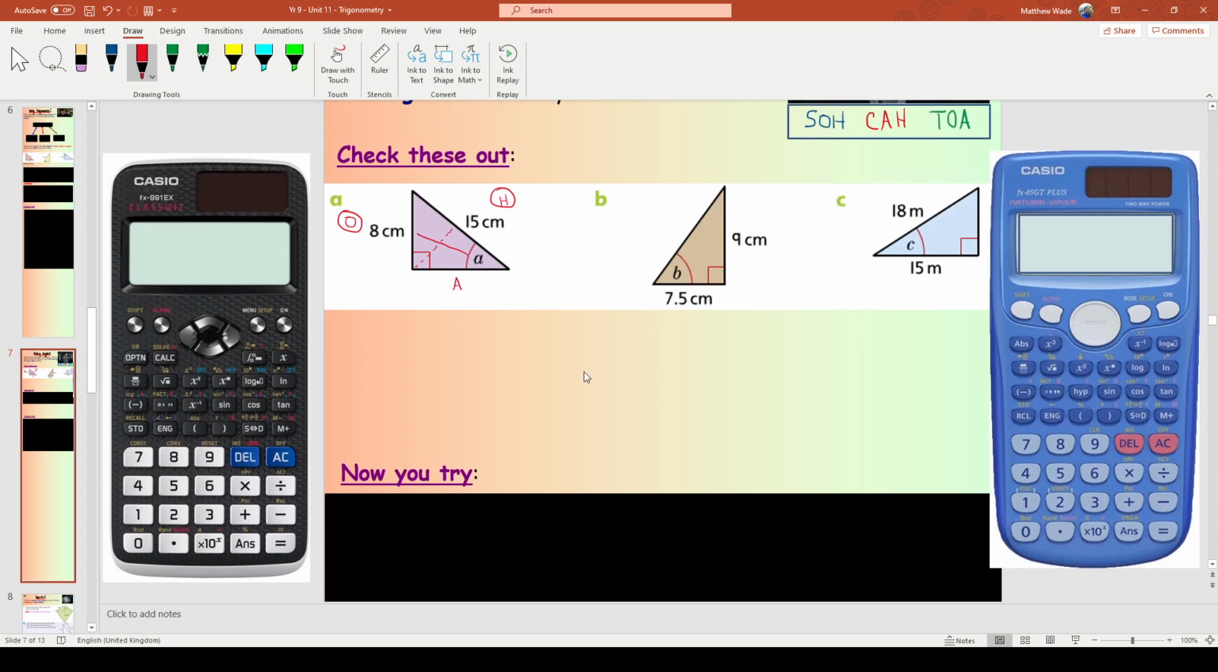Next step, the hardest step, is you look at the letters. You have O and H. Now, if you think of SOHCAHTOA up here, if you have O and H, which one is it? Is it SOH, CAH, or TOA?